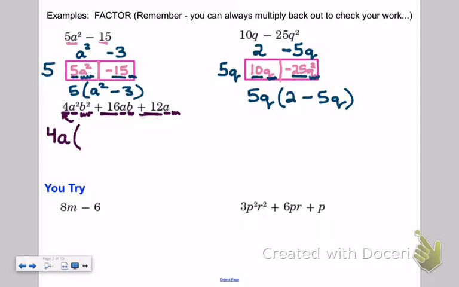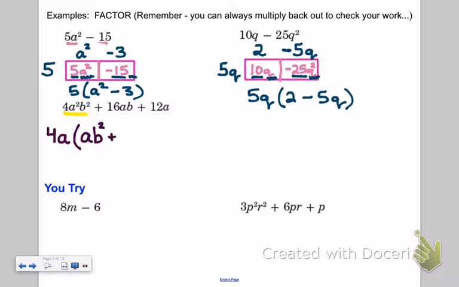So now I look at what I need to multiply by to get the original. Let's clean this up a little bit. We have 4a times what is 4a squared b squared? Well, I already have 4's. A times what is a squared? A. I do not have a b squared, so I also need to multiply by that. I have a plus sign in between.